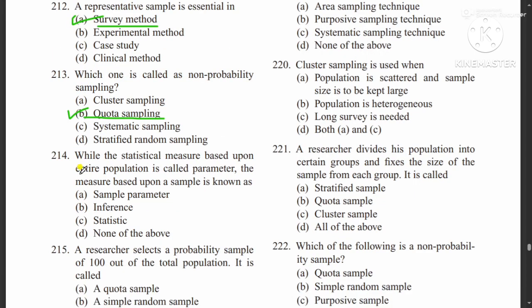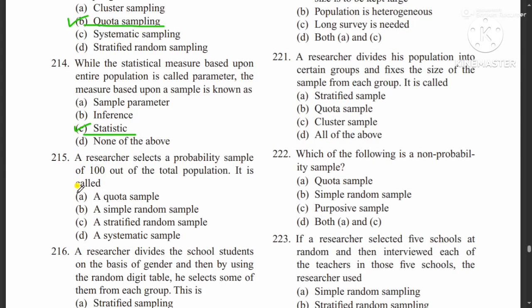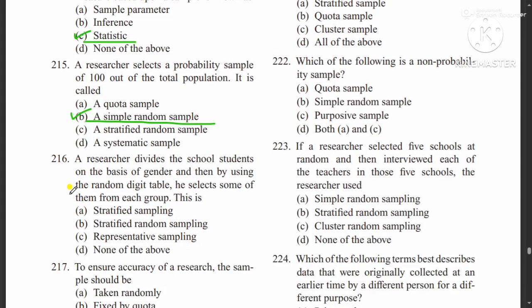While the statistical measure based upon the entire population is called a parameter, the measure based upon a sample is known as. Option C is correct. Statistic. A researcher selects a probability sample of 100 out of the total population. It is called, option B is correct, simple random sample. A researcher divides the school students on the basis of gender, and then by using the random digit table, he selects some of them from each group. This is, option B is correct, stratified random sampling.